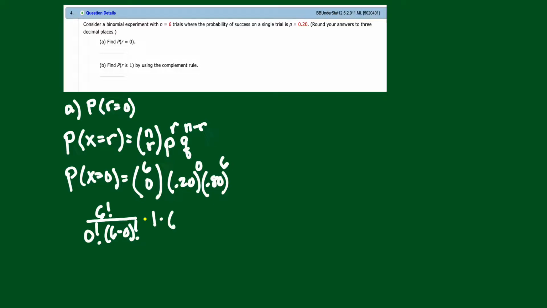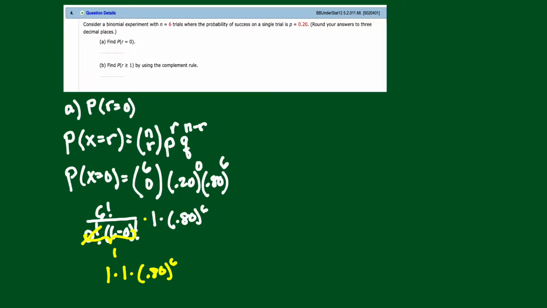times, and then we'll do this one. 0.80 to the 6th. But what do we get over here? See what happens here? That's just 1. 0 factorial is 1. 6 minus 0 is 6. 6 factorial divided by 6 factorial is 1. So what we're looking at is 1 times 0.80 to the 6th. So get your calculator, 0.8 to the 6th.